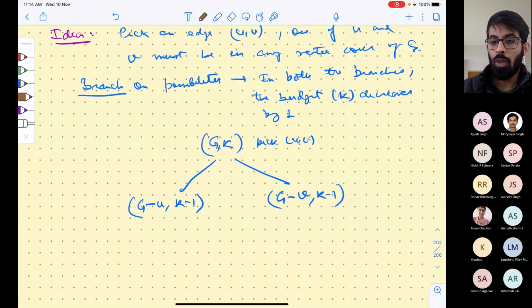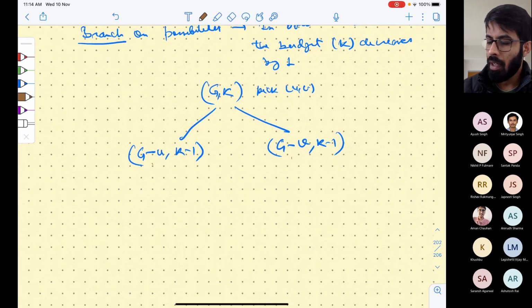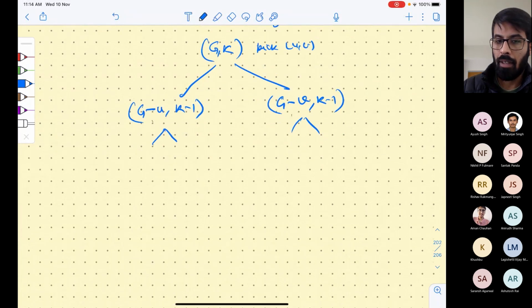So from G comma k, what we do, we go to two instances. In one we delete u, and in one we delete v, right? And then we solve it recursively. So what does it mean? So let's write it down as an algorithm, and then we continue this process. Right? So let's write down the algorithm.